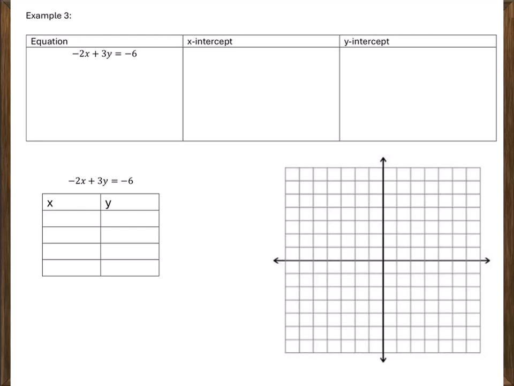Now we have negative 2x plus 3y equals negative 6. Again, to find the x-intercept, we're going to set y equal to 0. To find the y-intercept, we're going to set x equal to 0. Those are the 2 ordered pairs that will help us generate our graph.